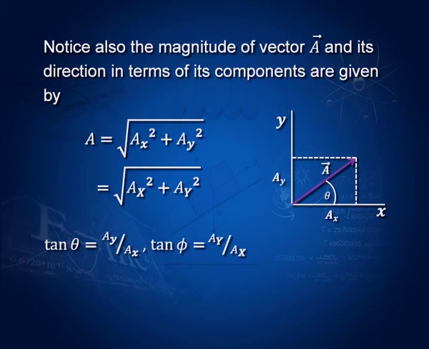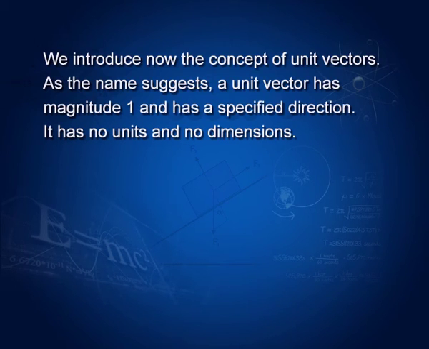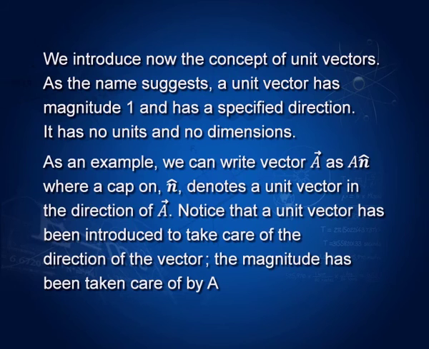So, given components you can get the vector itself, its magnitude and direction. We introduce now the concept of unit vectors. As the name suggests, a unit vector has magnitude 1 and has a specified direction. It has no units and no dimensions. As an example, we can write vector A as A, which is the magnitude of A, times n cap, where n cap denotes a unit vector in the direction of vector A.